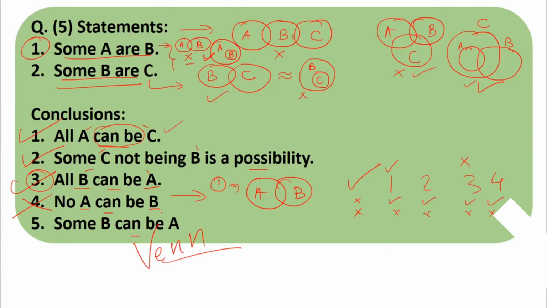Right. Next, fifth conclusion: some B can be A. Again, over here the B and A relation is needed. What is the B and A relation? It is given in statement number 1. Some A are B. Okay, here we have drawn it. Some B can be A. Correct? Now for some A are B, we have drawn all the possible combinations. It is over here and here. Correct? In these two situations.